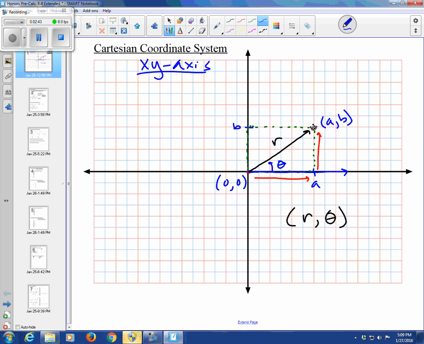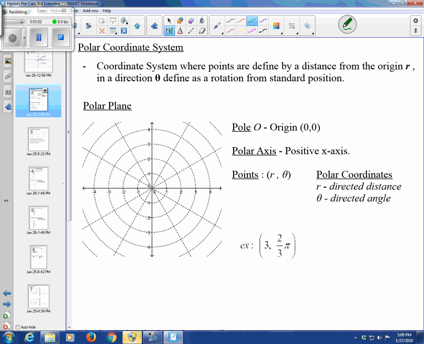So right here we have rectangular coordinates AB, those are x and y values, and right here we have polar coordinates r theta, and those are going to be the polar coordinates that define that point's position on the plane. And what we're going to do today is talk about defining points with the polar coordinate system, which is a coordinate system where points are defined by distance from the origin r in a direction theta defined as a rotation from standard position.